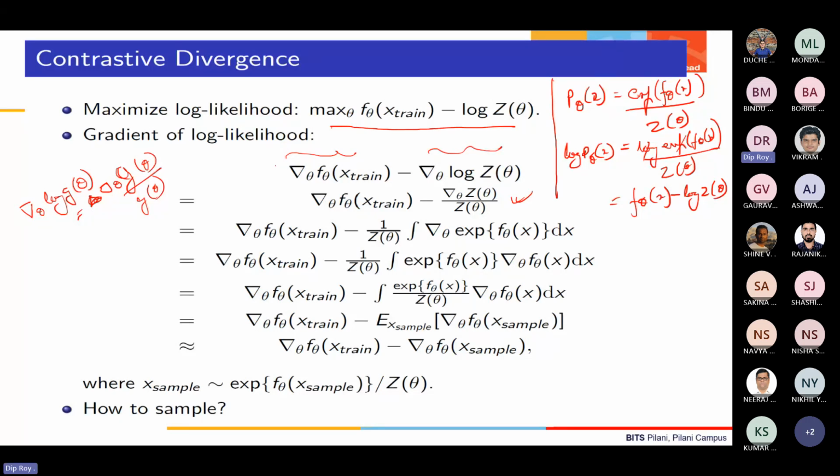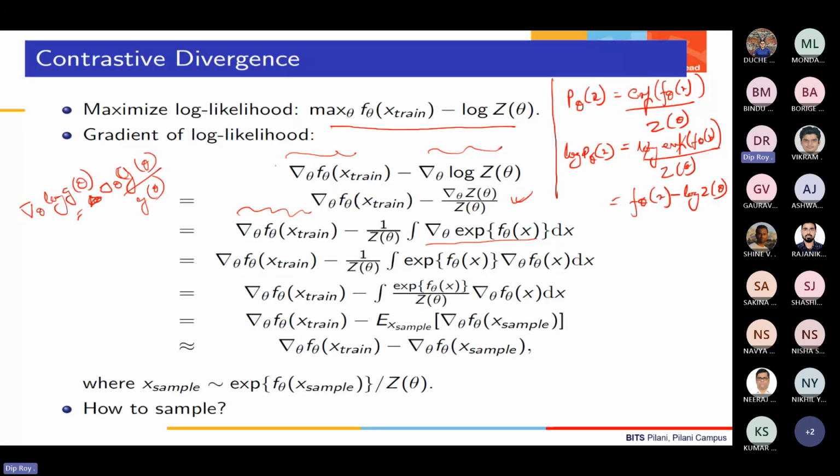Now, once you have this, what will happen? We are not touching this expression. This expression remains the same. We are only working on the right hand side. So now I can pull 1 by z theta outside. All right. And I can write this as this. So what did we do? We have just used the integral form of the normalization.